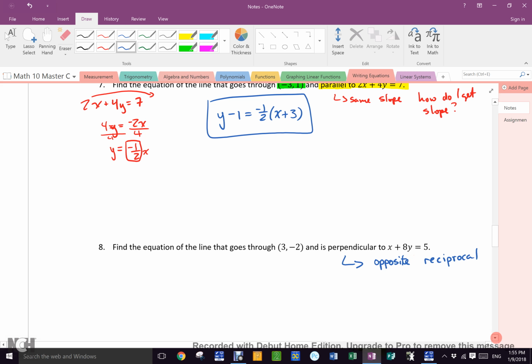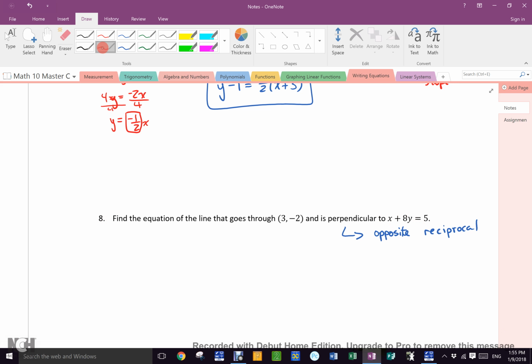All right, so let's go here. How do I find this slope? Do I care about the 5? Nope. I just got to move that x over. So 8y equals negative 1x, technically, right? And then what do I do with the 8? Divide by 8. So negative 1/8 is the slope that I have. But what slope do I want? I got to make it perpendicular. So what do I got to do to it? Flip it and change the sign. So the slope I want is actually positive 8.